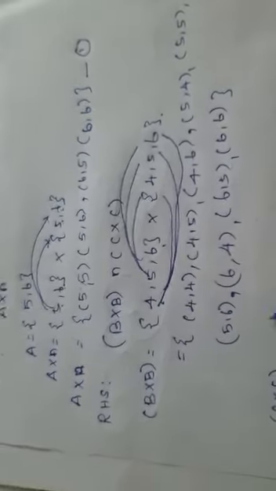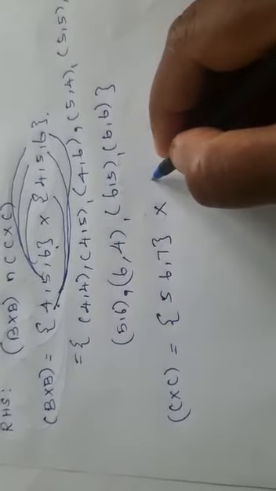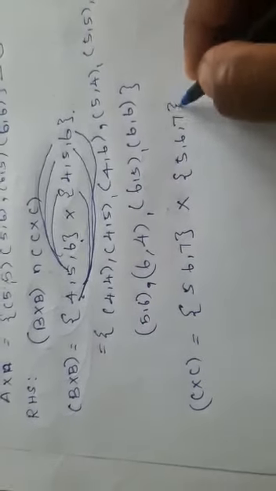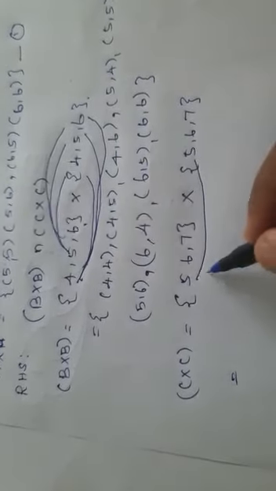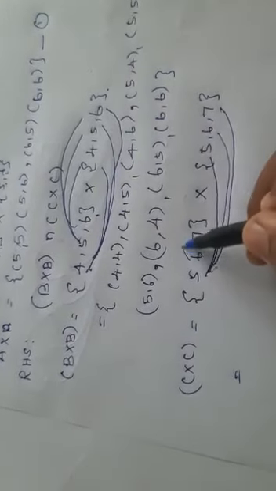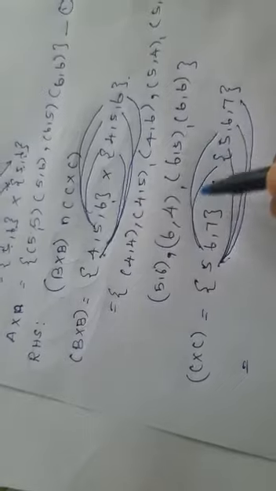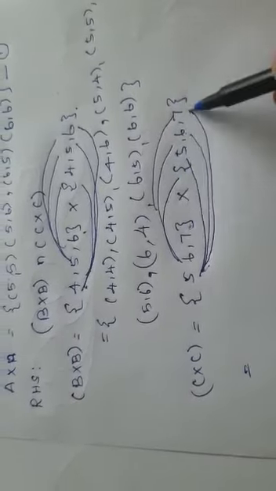Next you have to find C cross C. First you write the elements in the C set. The elements are 5, 6, 7. So {5, 6, 7} cross {5, 6, 7}. Write the Cartesian product. So (5,5), (5,6), (5,7). Next it is (6,5), (6,6), (6,7). Next (7,5), (7,6), (7,7).